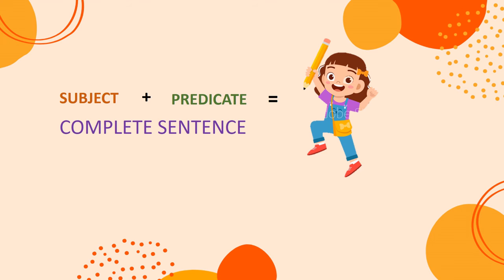Point to be noted, children. A complete sentence needs two things. They are subject and predicate. They both combine and form a complete sentence.